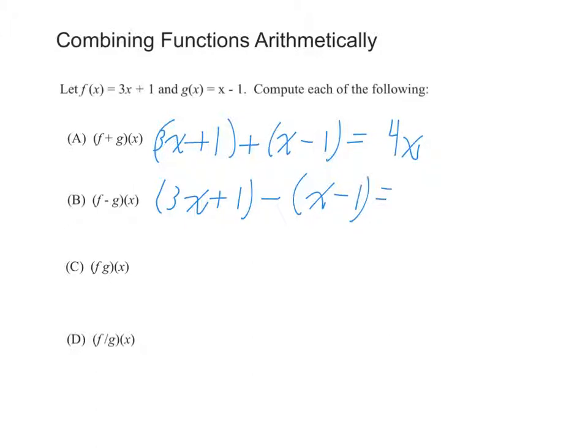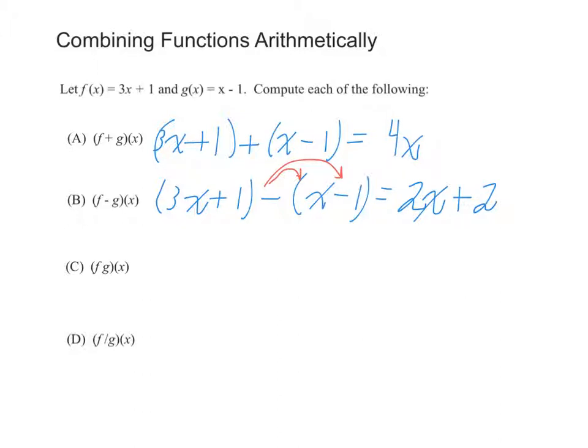The only thing that's different on this one is that the subtraction symbol distributes itself to both parts. So you'll actually be subtracting x and adding another 1. This will combine to 2x plus 2.